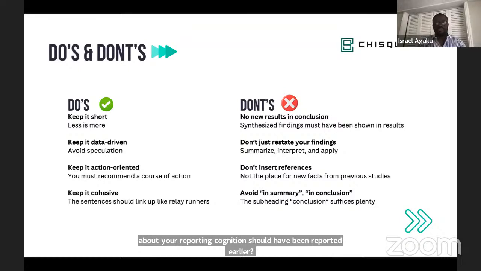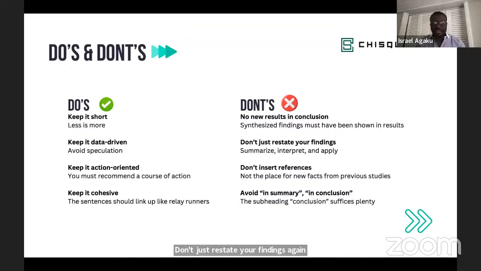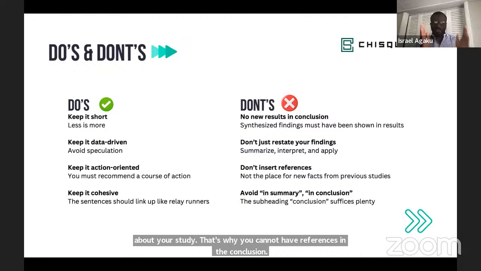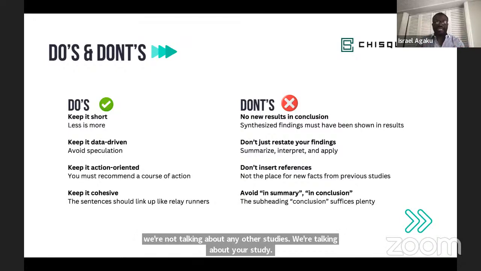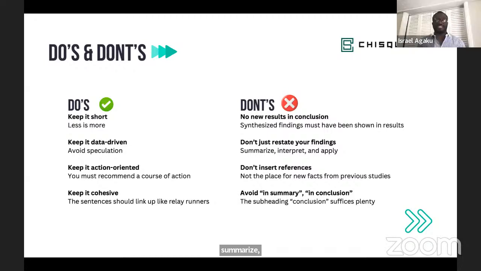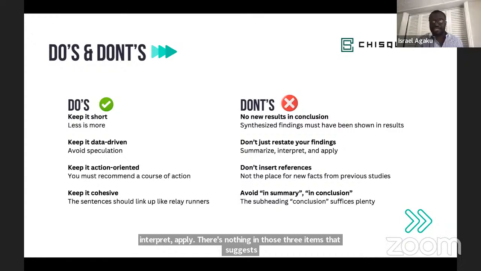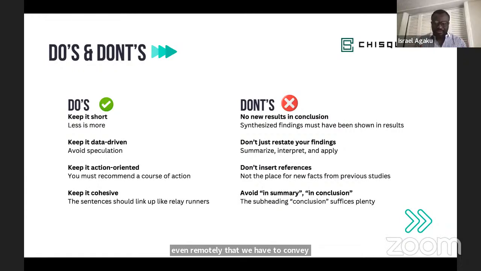Again, summarize, interpret, apply. Don't insert references. We're not talking about any previous studies. This is about your study. That's why you cannot have references in the conclusion, because we're not talking about any other studies. We're talking about your study. There's nothing in those three items that suggests, even remotely, that we have to convey information from previous studies. We're talking about you now, your study.